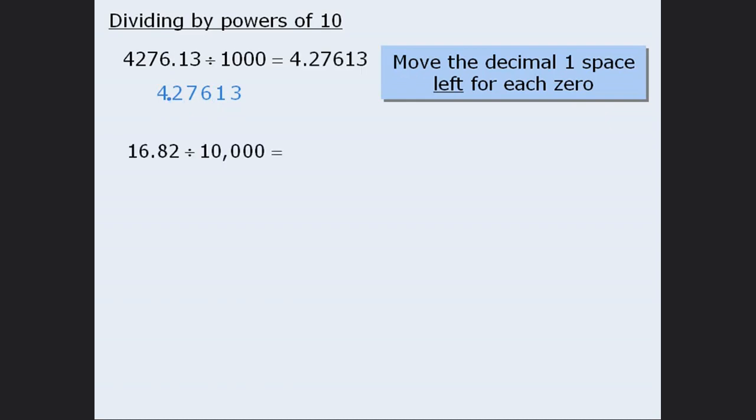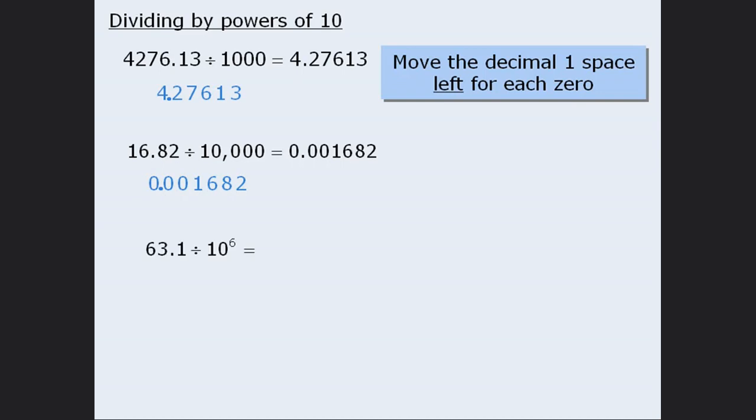When we move the decimal three spaces to the left, we get the following quotient. Let's try another one. Since we are dividing by 10,000, and since 10,000 has four zeros, we must take this number and move the decimal four spaces to the left. To do this, we must first add some extra zeros in front of the number. Now, when we move the decimal four spaces to the left, we get the following quotient.